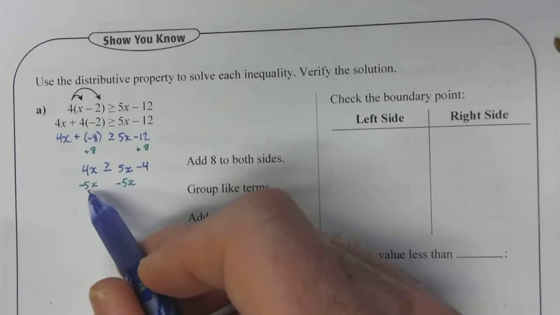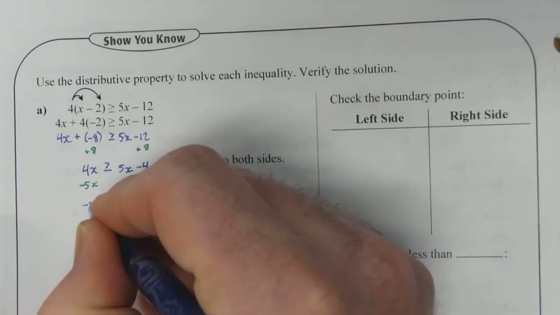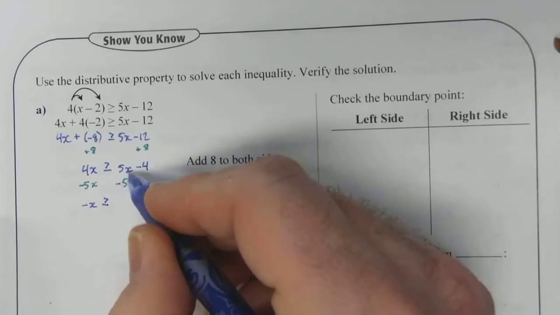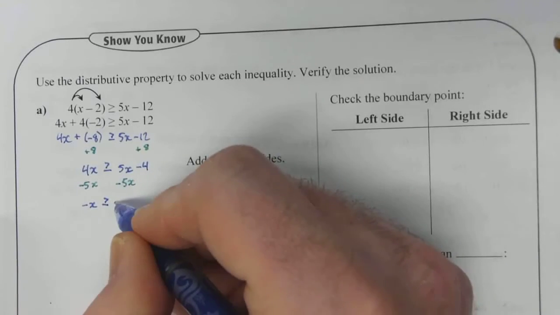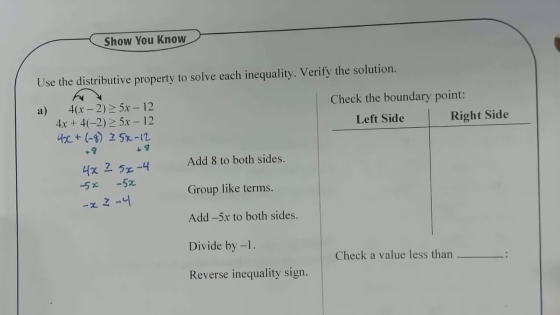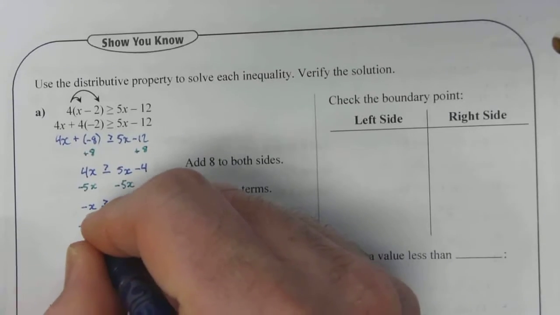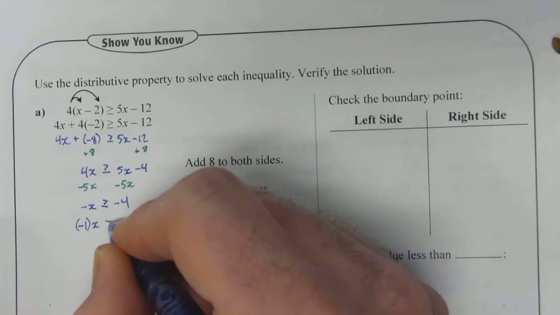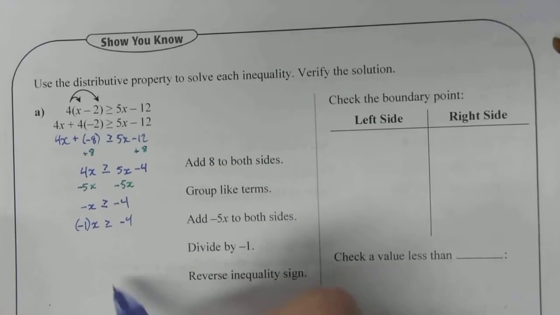So 4x minus 5x gives you a negative x. Sign isn't going to change. 5x minus 5x is just 0, so that's not a big deal. And then we're left with negative 4. Now, this is like saying negative 1 times x is less than negative 4. That means the same thing.